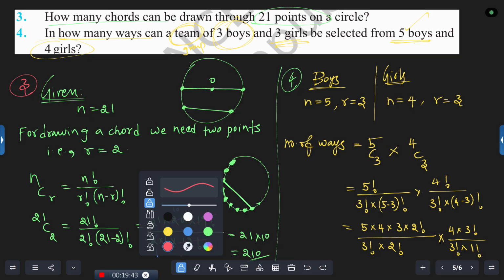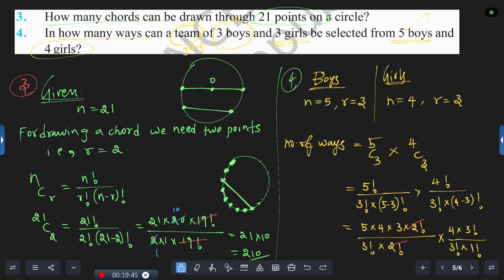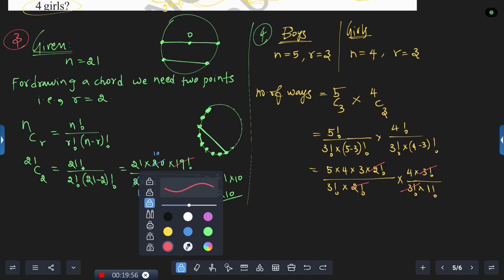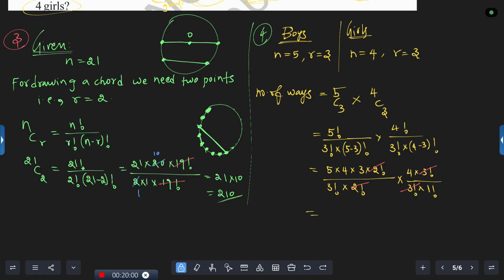Let's go now. So this is what? 2 factorial cancel. Here 3 factorial cancel. Then we have to apply the numbers. Now what is the number? So that numerator, what? 5 into 4 into 3 divided by 3 factorial, 3 into 2 into 1, multiply 4 divided by 1 factorial, 1.